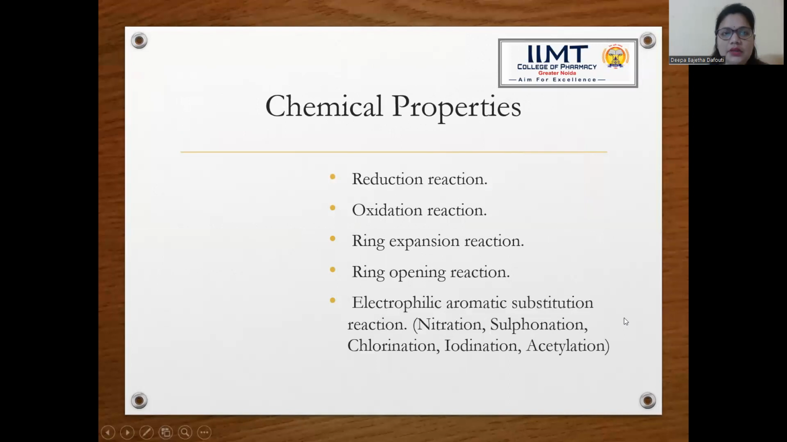Next is chemical properties. In chemical properties, we have reduction reaction, oxidation reaction, ring expansion reaction, ring opening reaction, electrophilic aromatic substitution reactions: nitration, sulfonation, chlorination, iodination, and acetylation.